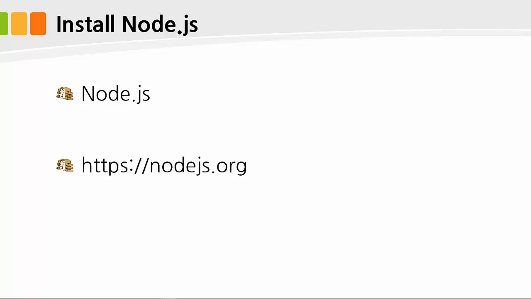Node.js is a JavaScript runtime built on Chrome's V8 JavaScript engine for building fast, scalable network applications. Node.js uses an event-driven model that makes it lightweight and efficient. Node.js's package ecosystem, NPM, is the largest ecosystem of open-source libraries in the world. We will use NPM to install Ionic and other libraries.